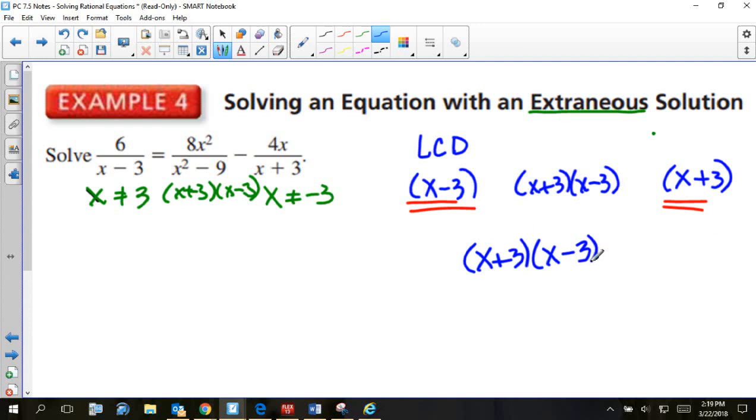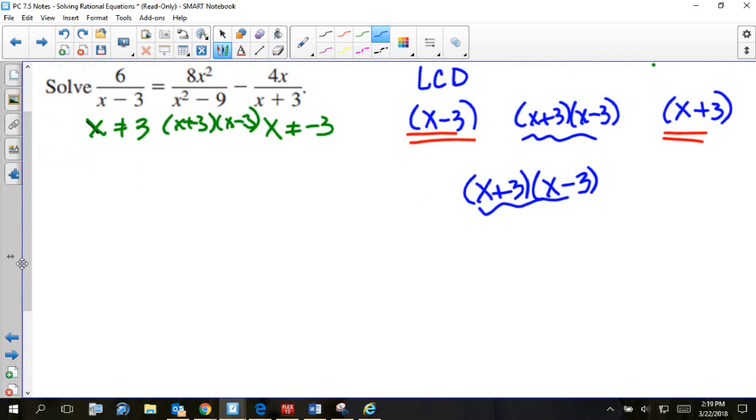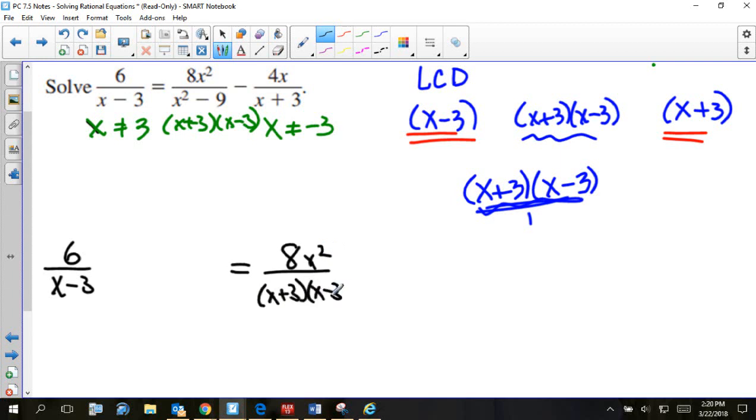Now I'm going to do the LCD with these two. See how they're already the same. So I don't need to give anybody any extra, they're exactly the same. So our LCD that we're multiplying by is x plus 3 times x minus 3. Lowest common denominator. Now I'm going to write one color at a time, so I'm going to do all the black pens, then I'm going to do all the blue pens second. So we're going to multiply by this over 1. So I'm going to have 6 over x minus 3, and I'm going to have a space. 8x squared over x plus 3, x minus 3, no space, and that's 4x over x plus 3.